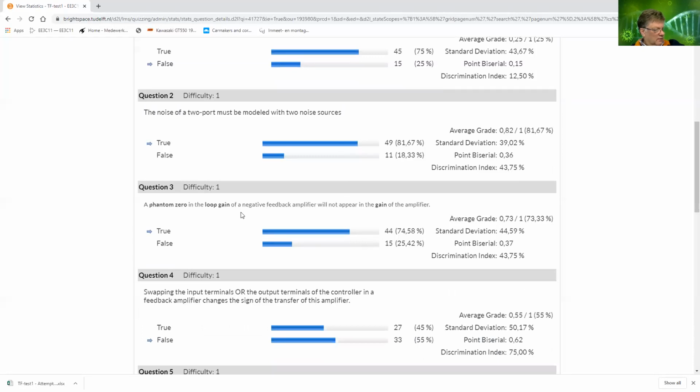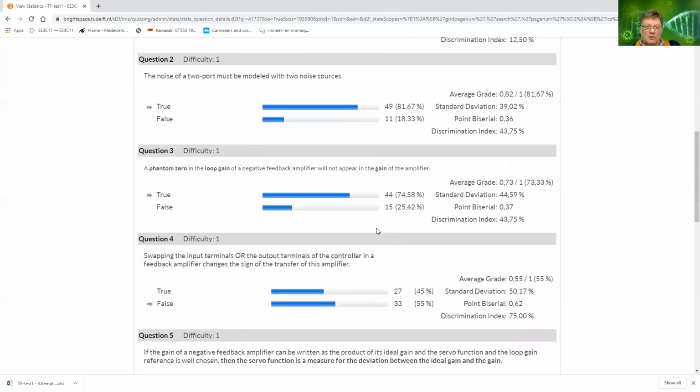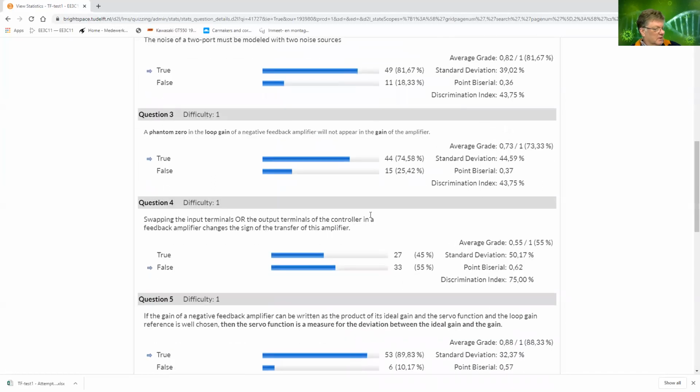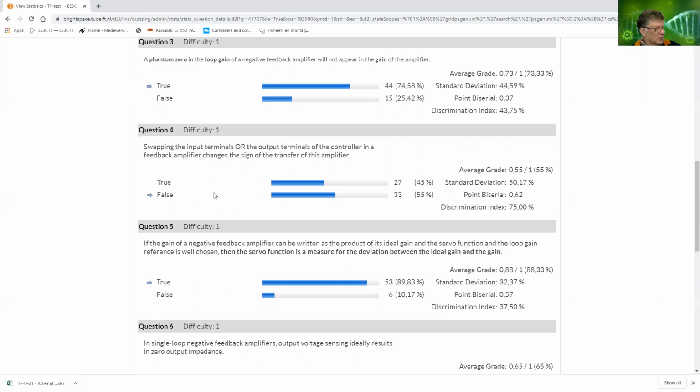Well, then here we have a phantom zero in the loop gain of a negative feedback amplifier will not appear in the gain. Well, also this is a good answer, a good question, I think. And there is a video that talks about it. I think if it's not, it's there today. I don't know where it is in the schedule at the moment.